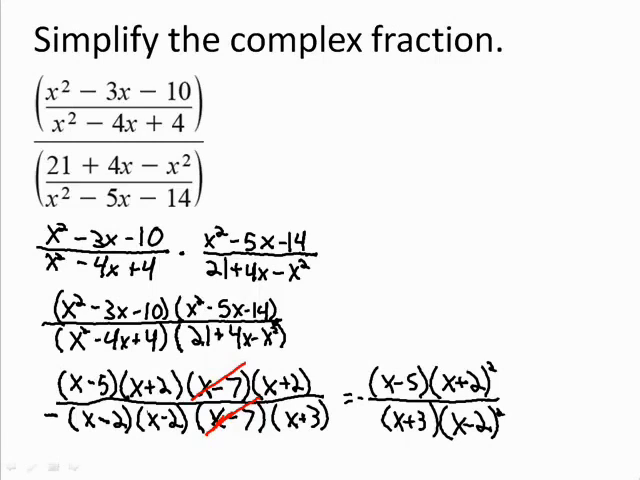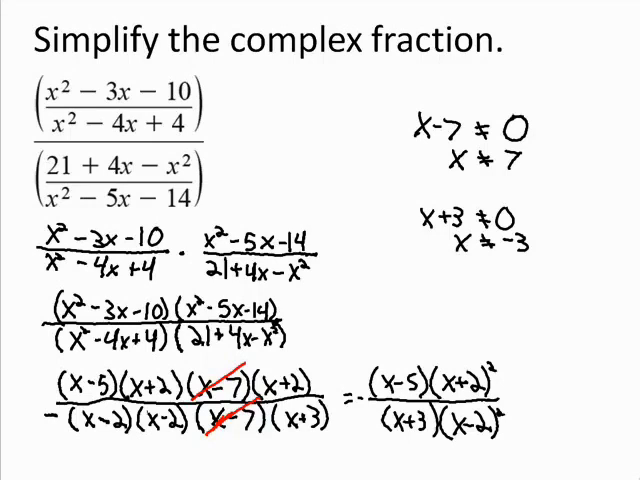This expression has to have the same domain as the original expression. There was originally an x minus 7 in the denominator, so x minus 7 cannot be equal to 0. Before you inverted the divisor, x squared minus 5x minus 14 was in the denominator. This factored into x minus 7 and x plus 3. So x plus 3 cannot be equal to 0. Solve each of these for x. In the first one, add 7 to each side. X cannot be equal to 7. In the second one, subtract 3 from each side. X cannot be equal to negative 3.